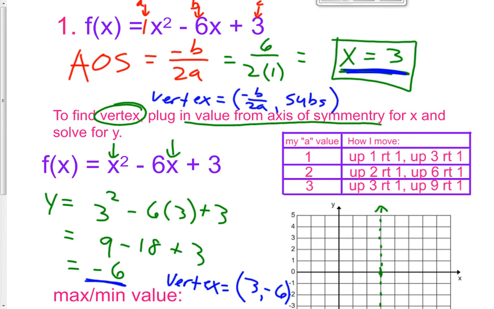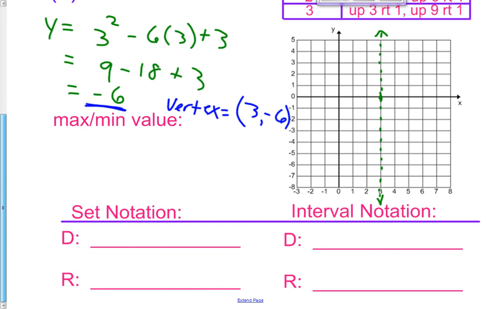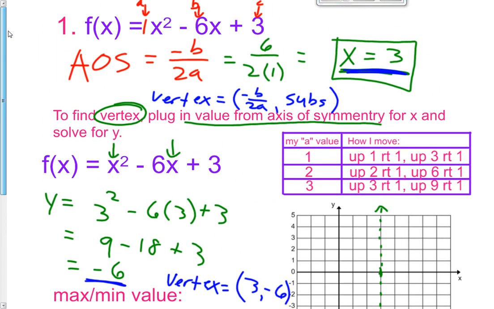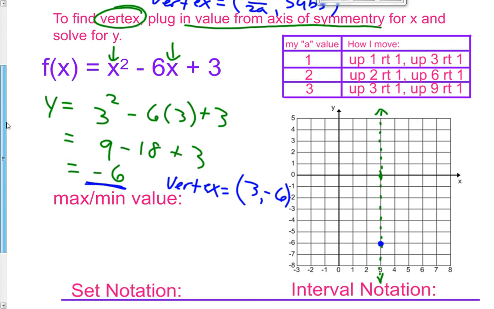Let's put our vertex on our graph. So let's go right 3, down 6. Right 1, 2, 3, down 1, 2, 3, 4, 5, 6. And there is our vertex. So that's either going to be the lowest possible point or the highest possible point. If we look up here, our a value is a positive 1. If it's positive, our parabola opens up. If it's negative, our parabola opens down. So this parabola is going to open up.